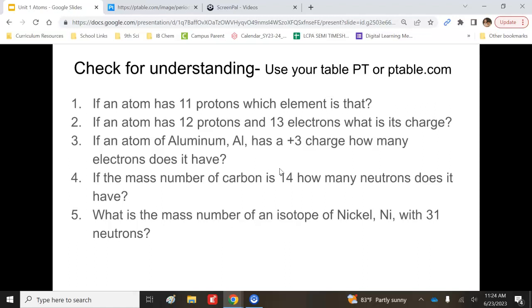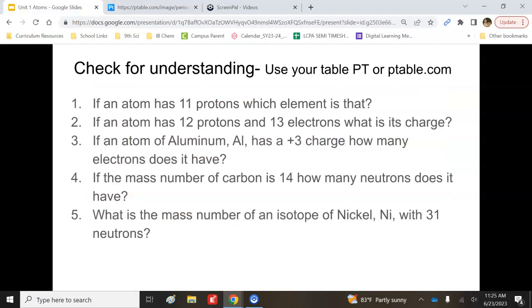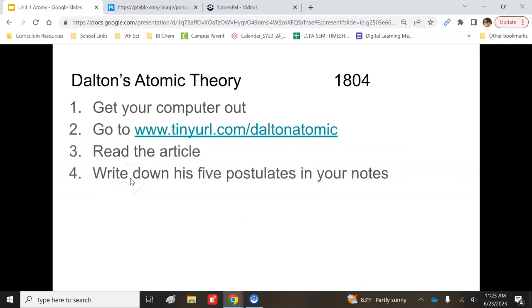Last but not least, number 5, what is the mass number of an isotope of nickel with 31 neutrons? So again, mass number is protons plus neutrons. I have 31 neutrons, so I need to find the number of protons in nickel and add them together. So if I go to my periodic table, I have nickel here in the middle, transition metals. It has 28. So 28 plus 31 is going to give me 59. So I have a mass number of 59 for that species.